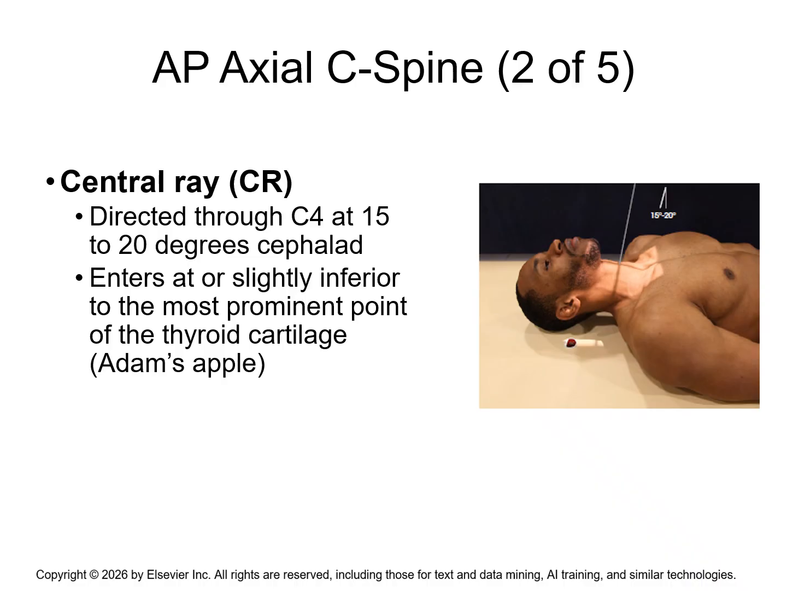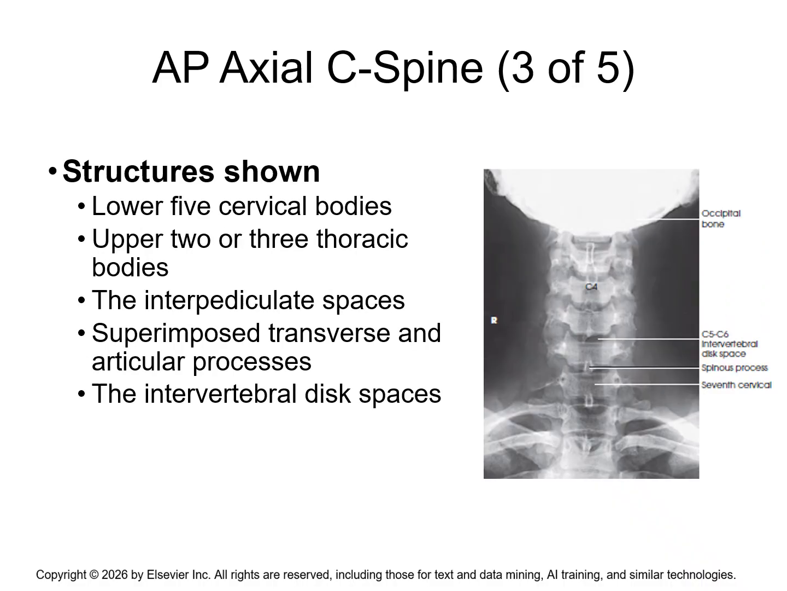You're at about 10 by 12 collimation. We'll talk about that some more in just a minute. And so what should you see perfectly? That is the lower 5 cervical bodies and the interpedicular spaces, which is the space between the pedicles, and then superimposed transverse and articular processes. Technically, your spinous processes, which you can see better on these lower ones, should be in the joint space right below the vertebral body. That says that you have angled it correctly, okay?